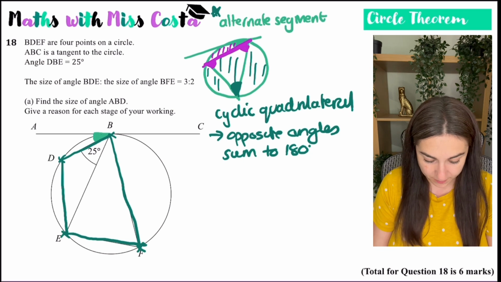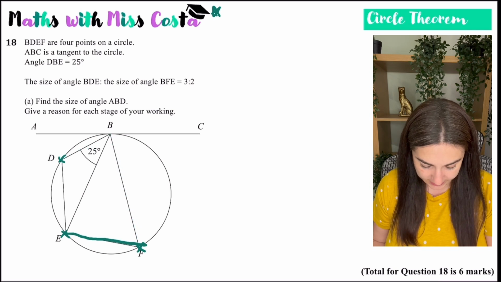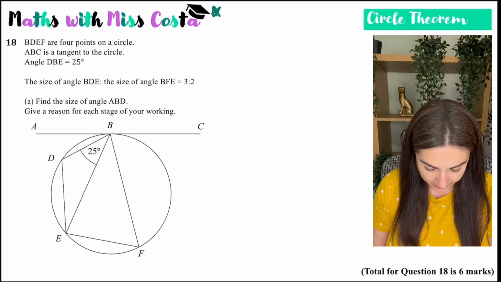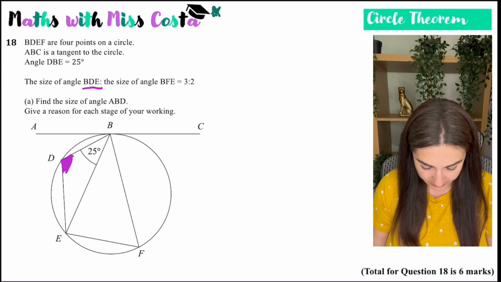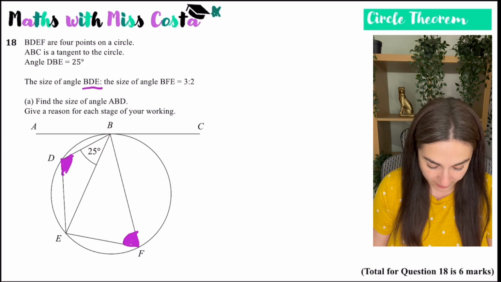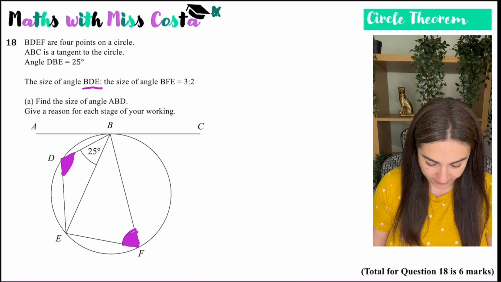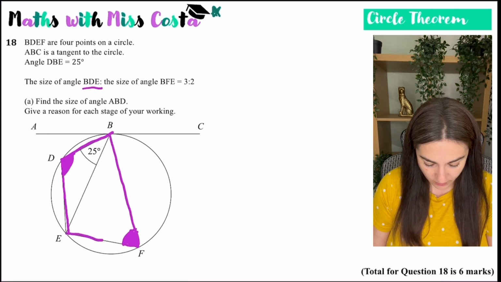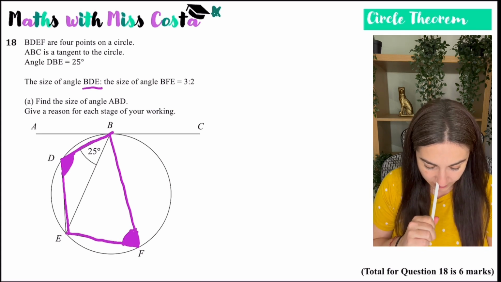So let's see if they apply. Angle DBE is 25 degrees, great. The size of angle BDE, so this angle here, to BFE, this angle here. What is good about this is that if I think about it as a quadrilateral, remember that you can think about the whole thing as a quadrilateral, I know that these two angles must sum to make 180. So let's try that again.